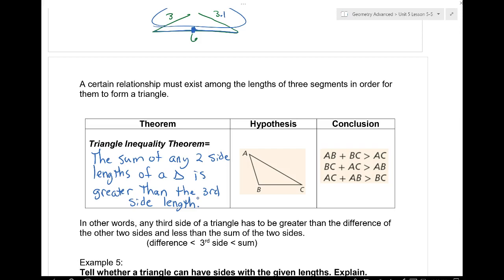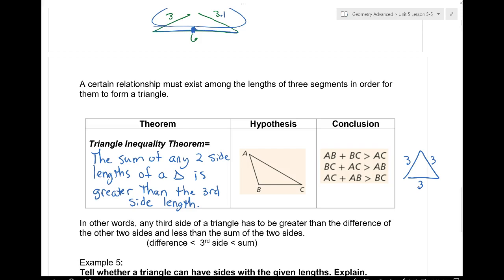Yes? But does it still follow the rules? Let's see. Say 3, 3, and 3, right? If I take any two sides, is it still bigger than my third side? So it follows it. See how it works? But yeah, so long as any two sides are bigger than the third side, do you have a triangle you can draw or make? Yes, ma'am.